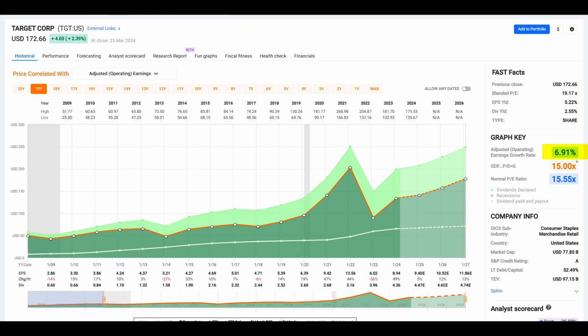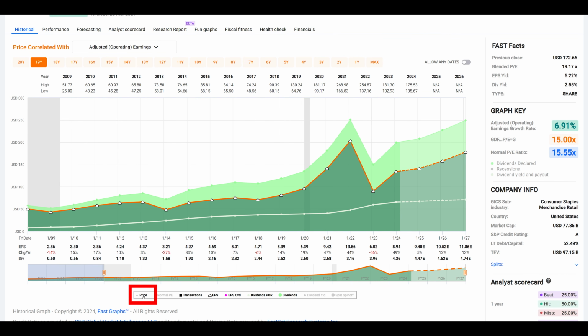Now, Target in this iteration time frame, which is 19 years, has averaged just under 7% earnings growth, 6.91%. And that's the slope of this line, if you will. And I want you to note that the 15 PE ratio, and later when I add the normal PE ratio, correlate very closely with how this company operated as a business.